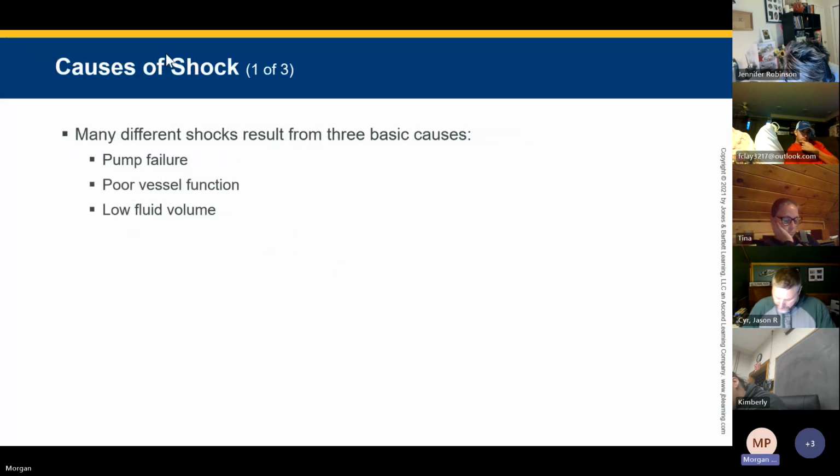The three basic reasons that people have shock are pump failure, poor vessel function, and low fluid volume. Like when people have heart attacks and they damage their heart, it's not working properly, and then fluid will start building up in their body and cause third spacing and all other sorts of things. And it's not pumping effectively.